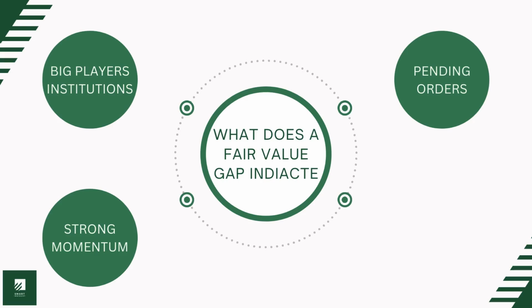They will always have a huge amount of orders that will be pending in that fair value gap. This is when that gap acts as a support or a resistance zone, because these big players who have moved price are waiting like a hawk to get better prices and again continue in that direction.